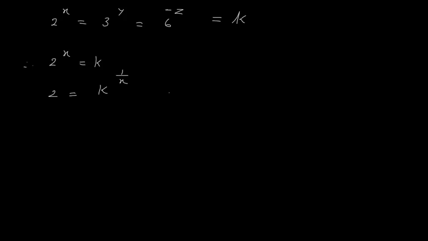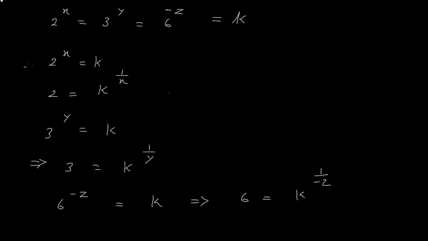Okay, similarly 3 power y is equals to k. This implies 3 is equals to k power 1 upon y. And 6 power minus z is equals to k. This will indicate that 6 is equals to k power 1 upon minus z. So here I will say this is equation 1, this is equation 2, and this is equation 3.